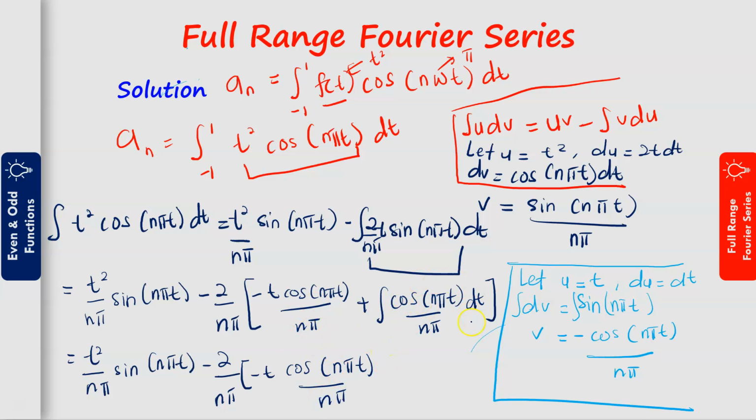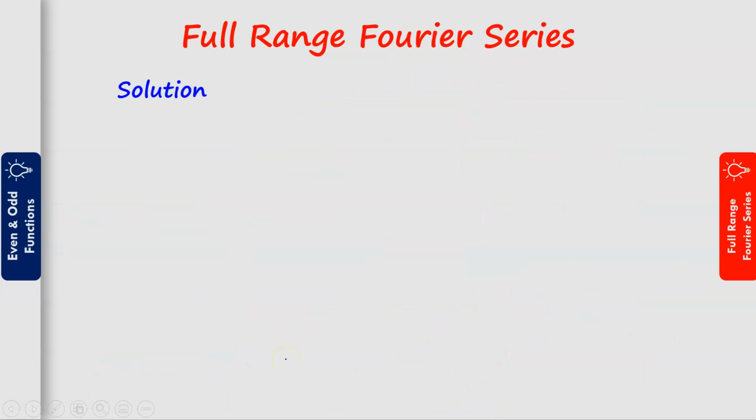I write this one again. I integrate this part, so I will put here sine n pi t divided by n pi to the power of 2. And class, remember that we integrate this one from negative 1 to 1, so here the limits are negative 1 to 1 as well. When we substitute the limits 1 and negative 1 in this function, we get the integration from negative 1 to 1 of t square cos n pi t dt will be equal to 1 over n pi.